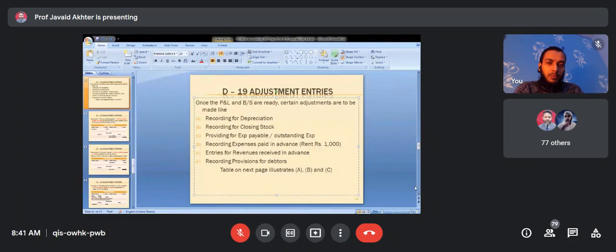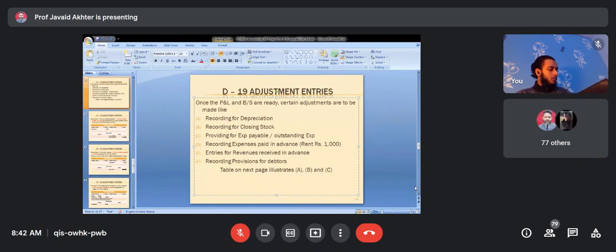I am talking about F. What would you do? Where will you write what? Is the sentence, sorry, the word which is written there, recording provision for debtors. Is it clear? What is it? Recording provision for debtors means what?